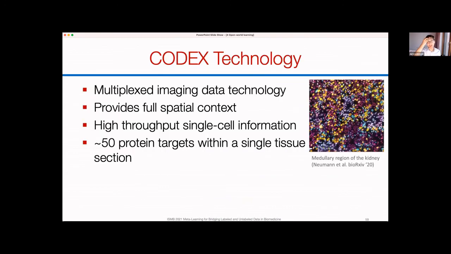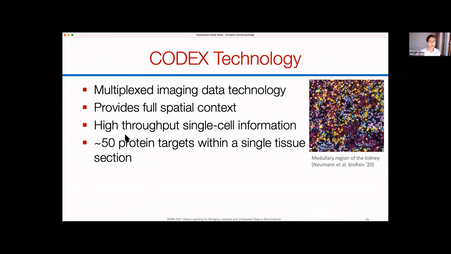So Codex is a new exciting technology that allows us to do multiplexed imaging data of cells. And here's an example of this imaging of some region in kidney, right? And it provides us full spatial context, right? So these are individual cells, and we know how they are organized and where in space they are. It gives us high throughput single cell information, but it only gives us about 50 protein targets within a single tissue section, right? So we don't get all the 23,000 tissue genes, but only about 50, right?